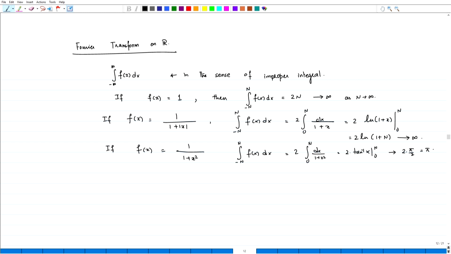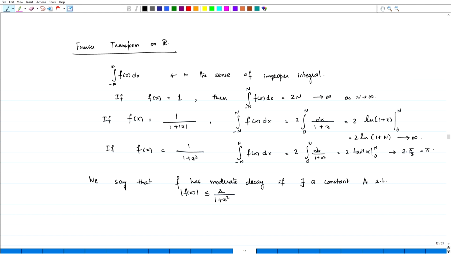So, we say that f has moderate decay if there exists a constant A such that the mod of f of x is less than or equal to some constant times 1 by 1 plus x square.